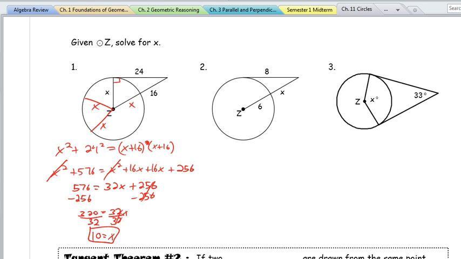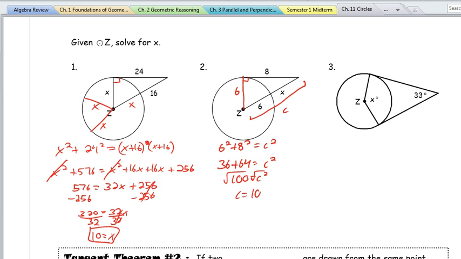Number 2. Again, we know this radius can be used everywhere. So if we draw this in, that's 6, and that makes a right angle. Now, I want to show you a different way to do number 2, because you have this option available. If you don't like dealing with factoring, you could find c. 6 squared plus 8 squared equals c squared. 36 plus 64 equals c squared. 100 equals c squared. So taking the square root, c is 10.